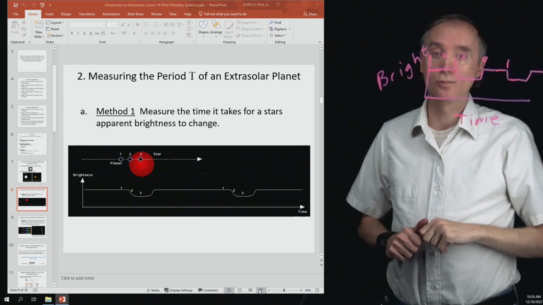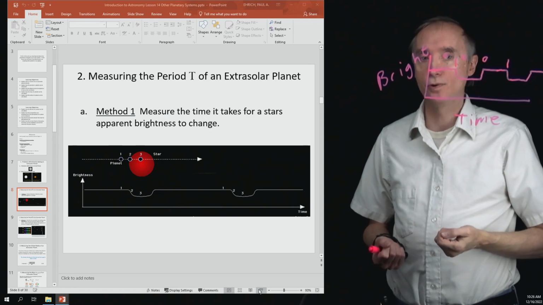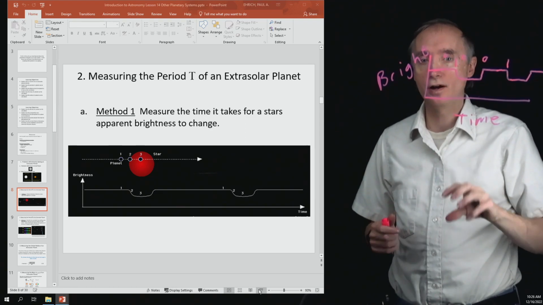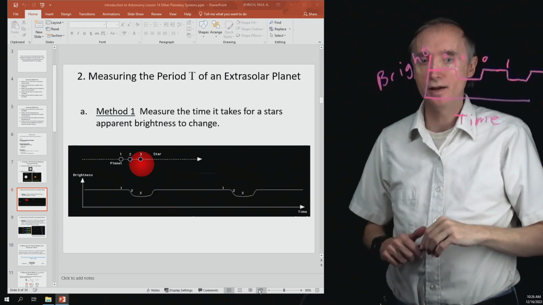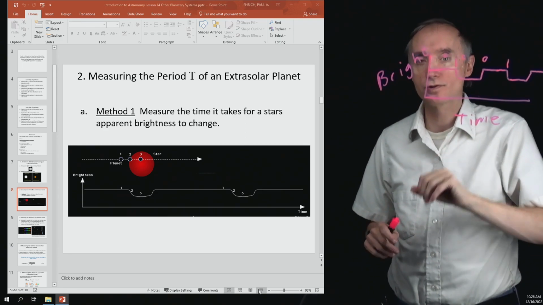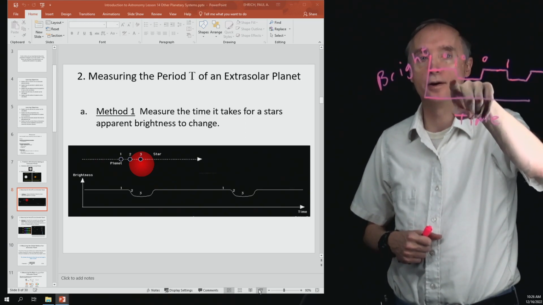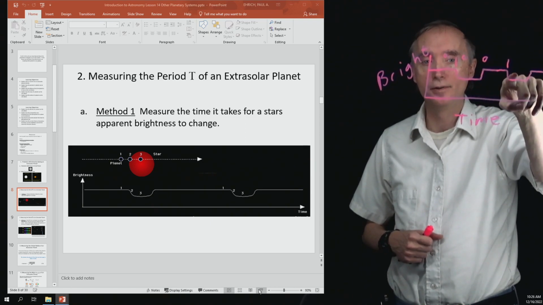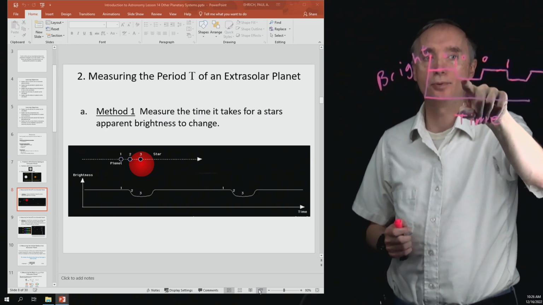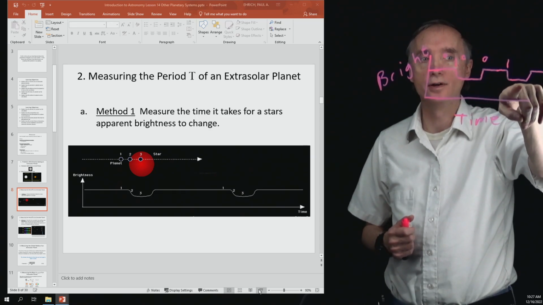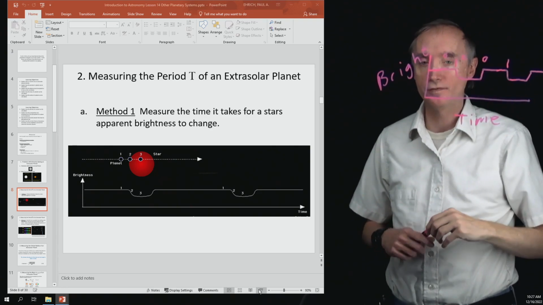But there's a problem with this. What if there were two planets in orbit around that star? Then each of the planets is going to have its own dip, and it might be difficult to tell which dips go with which planet. One way of figuring it out is by looking at how often it is dipping. If you have another dip in addition to these dips over here, it's not going to occur in the same amount of time it took to go from here to here. So that would be one way of telling the difference.